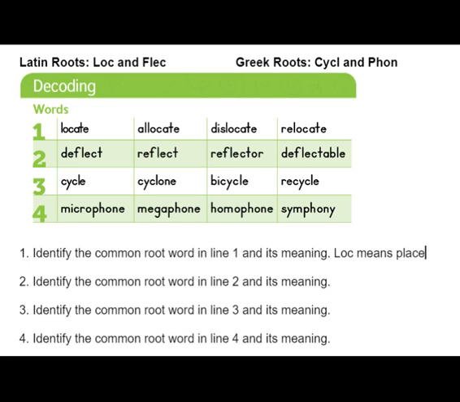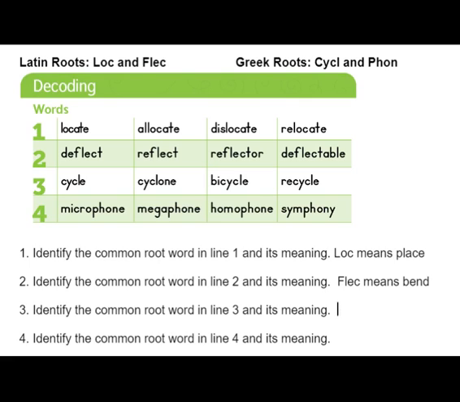When I look at line 2, I don't see LOC anywhere in those words. The words in line 2 read deflect, reflect, reflector, and deflectable. What did you hear or see in each of these words? The words in line 2 contain the Latin root flect. Flect simply means bend. Fill this in beside line 2.